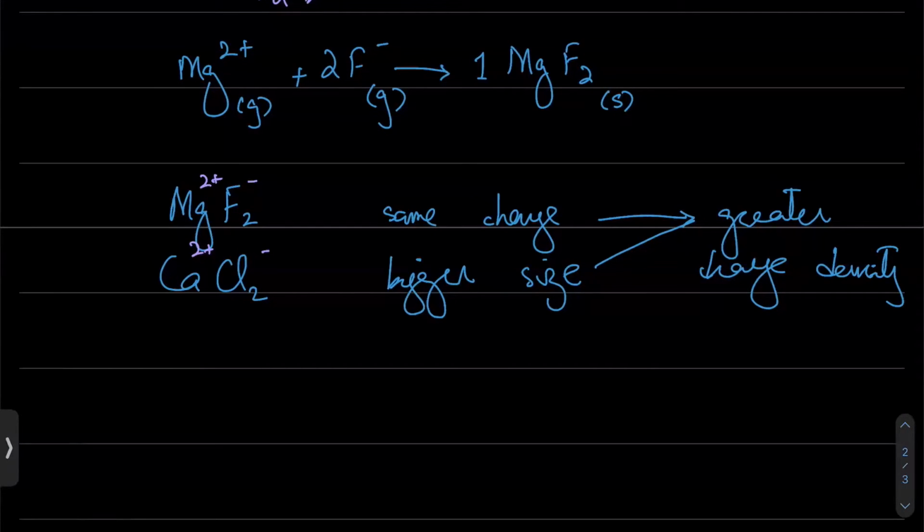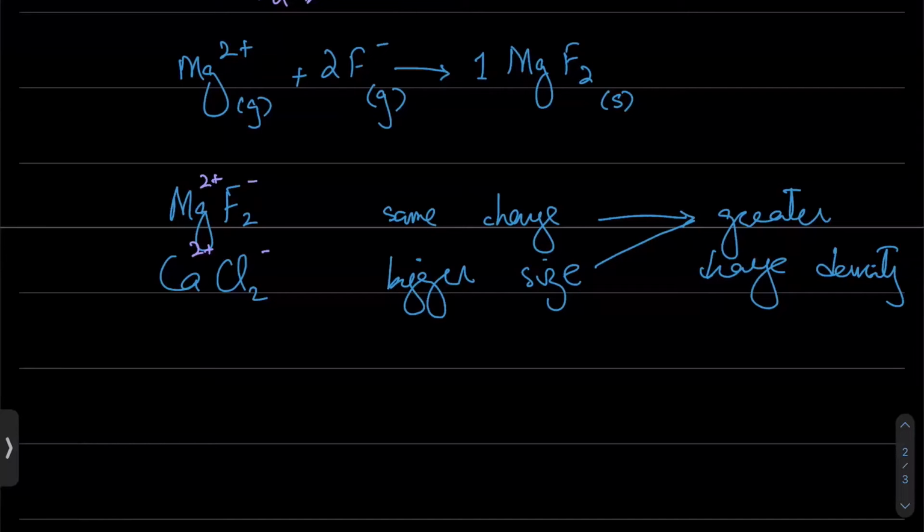So now that you have thought through this, when you talk about the describe part, you will say magnesium fluoride has higher lattice enthalpy. You don't need to give any values because you don't have any values. Describe wala part ho gaya. You have told me how it is. It's going to be higher than calcium chloride's lattice enthalpy.